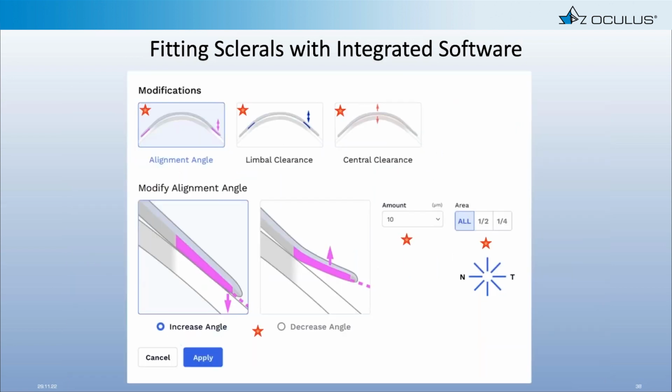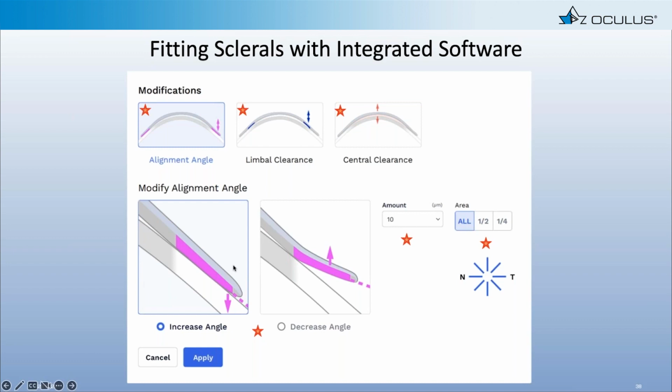But again, if we wanted to go back and make adjustments to our scleral lens with this integrated software, you've got essentially the same module you had with the Ortho-K lens fit, and that is you can adjust your scleral zone, your alignment angle here in the upper left. You can go through and adjust your limbal clearances and your central clearance, your central sag, as well, your central vault.